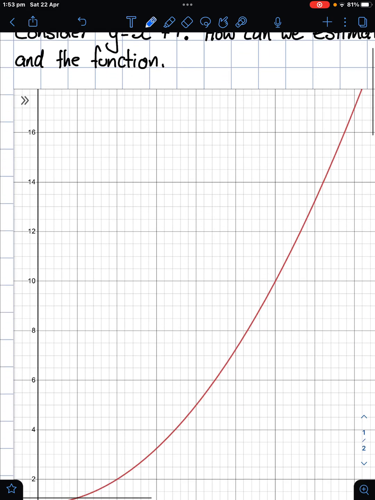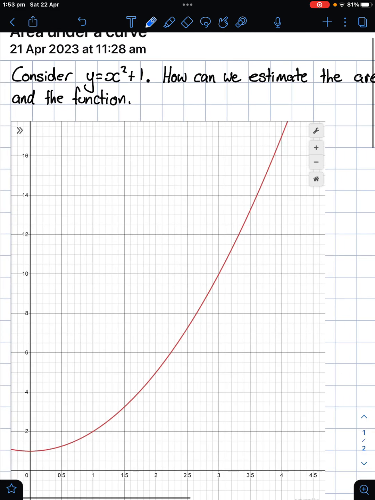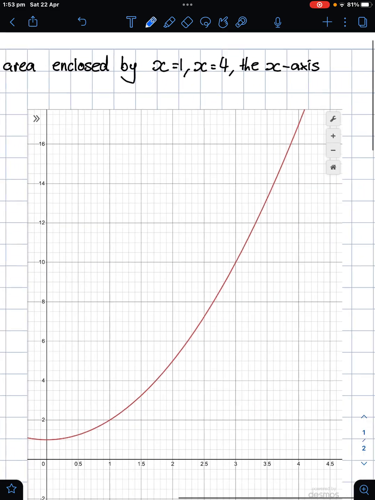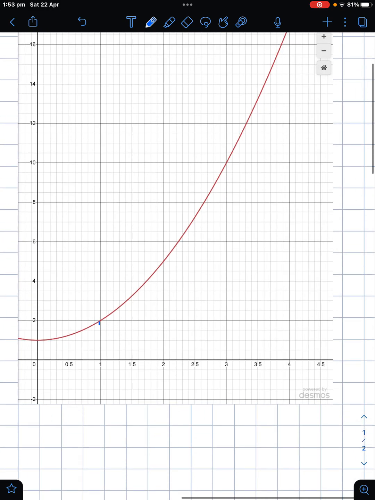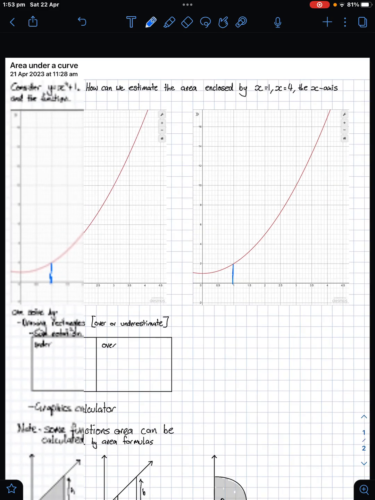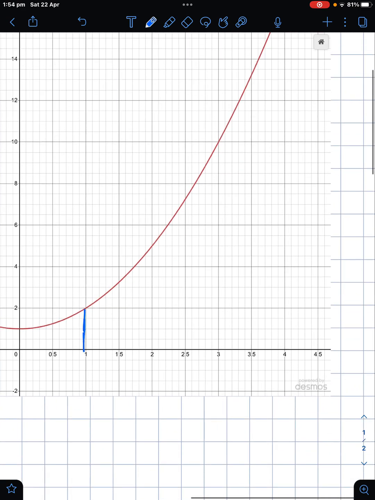So an example question we've got here is, consider this function y equals x squared plus 1. How can we estimate the area enclosed by x equals 1? So I'm going to draw on both of these. This is x equals 1, and it might be a bit confusing while I'm drawing on both at the same time. x equals 4, so I'm going to draw on x equals 4. Nice straight line, and x equals 4 here.